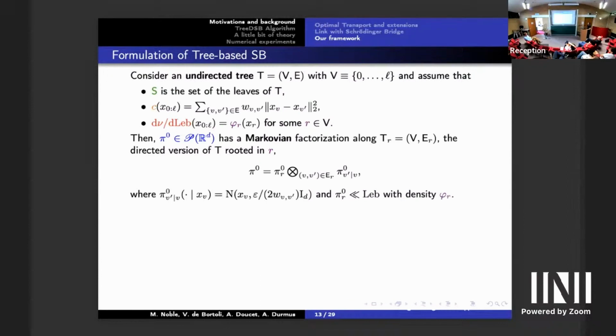You mean which one? This? We're going to see in the computations.